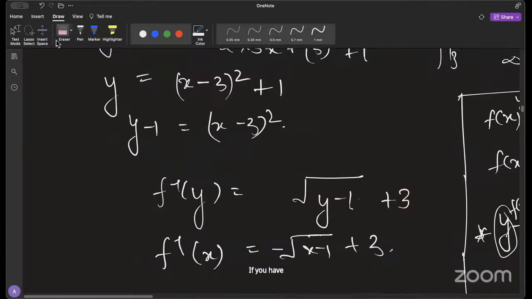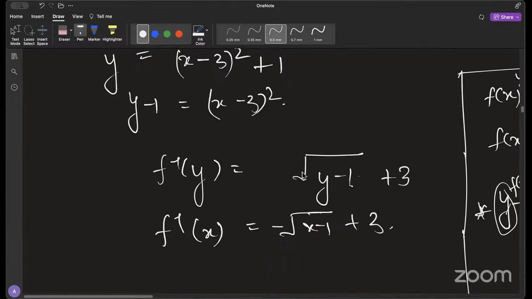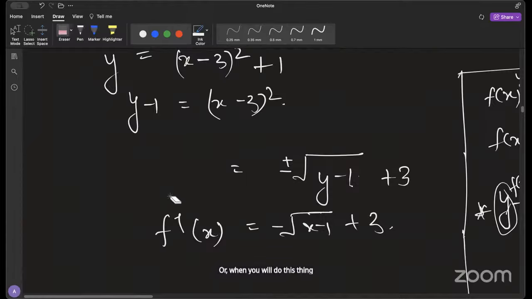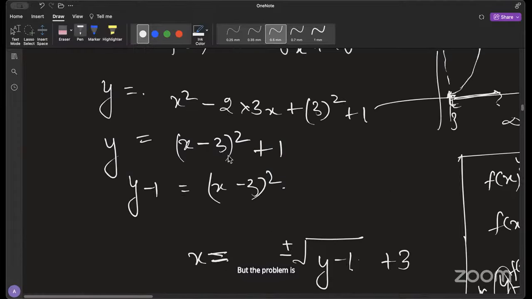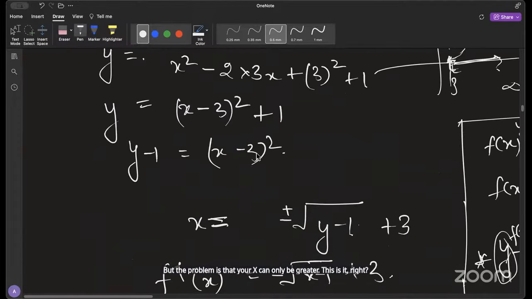If you have this thing, when you take the square root, we basically have plus minus here. Or when you do this, let's not call it f inverse yet, you will have x equals to this. But our problem is that your x can only be greater. This is it, right? We've just rearranged things. The square has gone to that side. It will be plus minus square root of y minus 1, plus 3. We've kept both plus and minus.